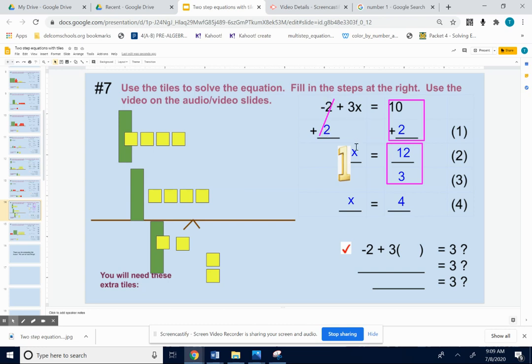We're left with 3x. Add 2 to the right. We have 10 plus 2 is 12. Then to get rid of the multiplied 3, we divide by 3. And on the right-hand side, 12 divided by 3 is 4.